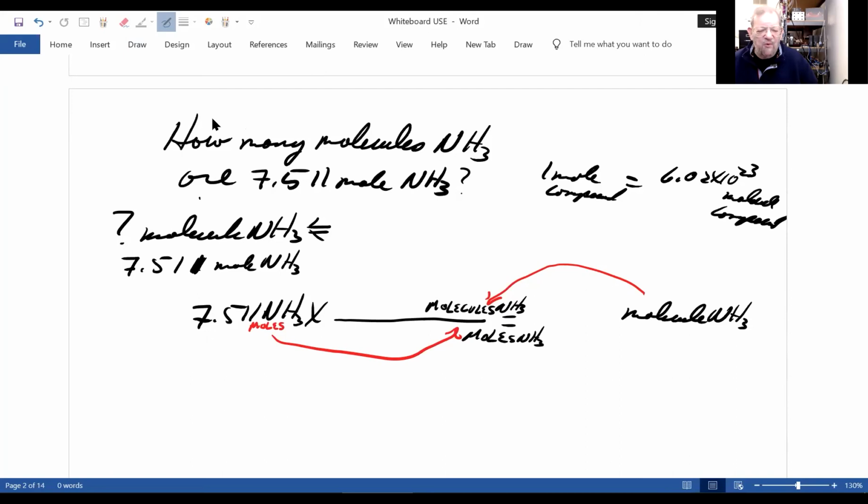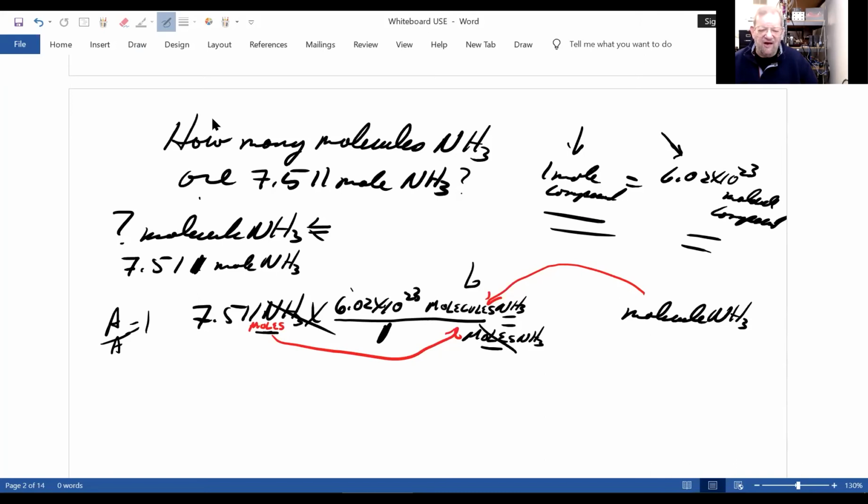And where do I get these numbers? Over here. 1 mole of a compound, ammonia, equals Avogadro's number of molecules. Now, before I pick up my calculator, I'm going to check my units. Notice moles of ammonia divided by moles of ammonia. Anything divided by itself equals number 1, which means it's gone, cancels out. I'm just left with molecules of ammonia, which is what I want. So now I can go to my calculator.